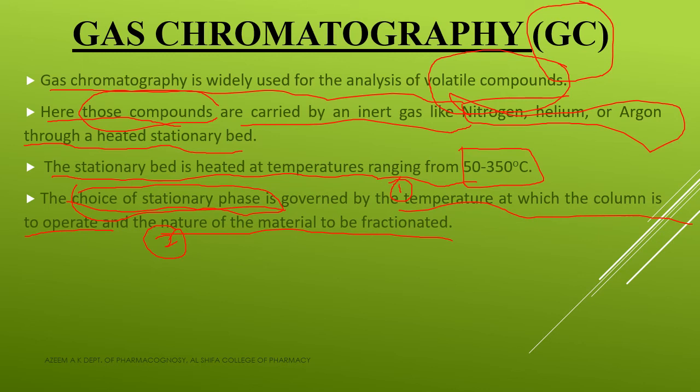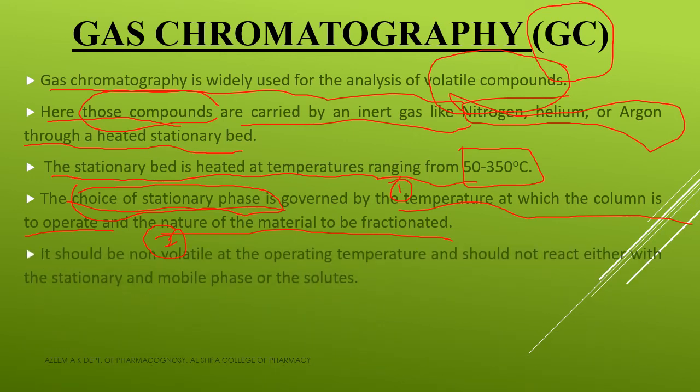Okay. So the choice of stationary phase is governed by one, the temperature at which the column is to be operated, and second, the nature of material that is to be fractionated. So we are selecting the stationary phase depending on these two factors. Clear? Next point is, it should be non-volatile at the operating temperature. So we already studied that gas chromatography is mainly used for the analysis of volatile components, and here the stationary phase should have to be non-volatile at the operating temperature.